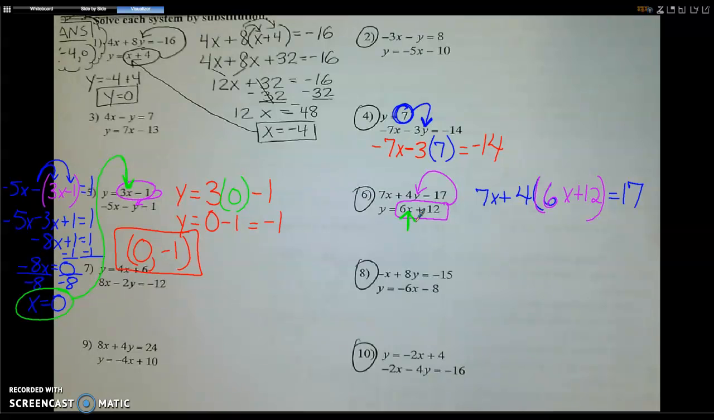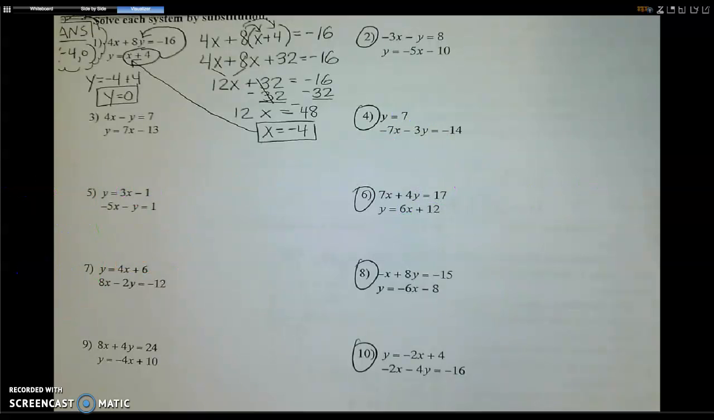Okay, let's go down. Let's look at number 7, to give you another example. Okay, number 7. We know that y equals 4x minus 6. We're going to take that and substitute it in this equation. So let's rewrite it. 8x minus 2. I'm not going to write y. I'm going to put in what y equals, 4x plus 6, equals negative 12. Okay, going ahead and solving that.